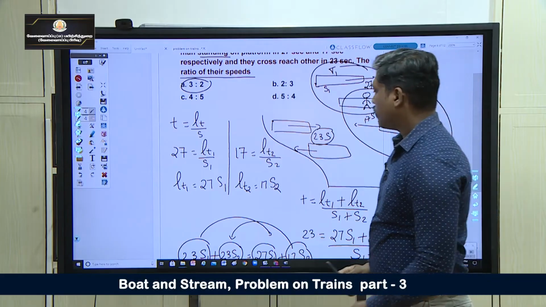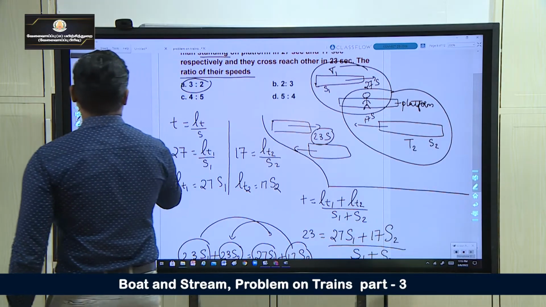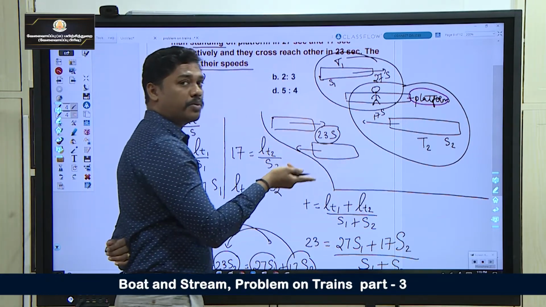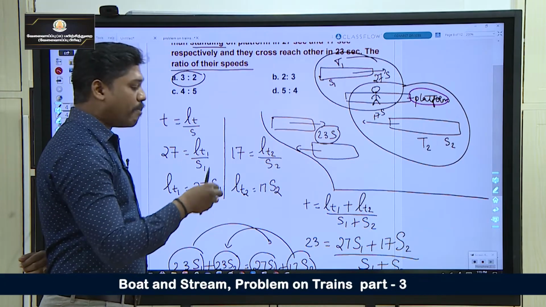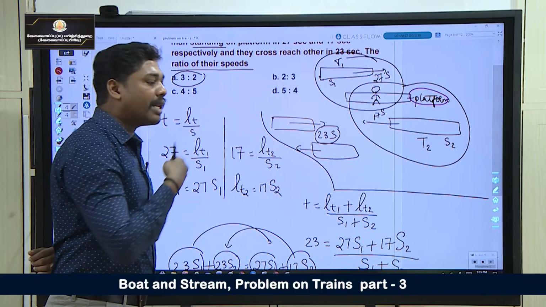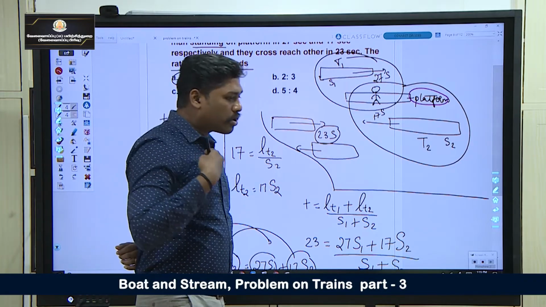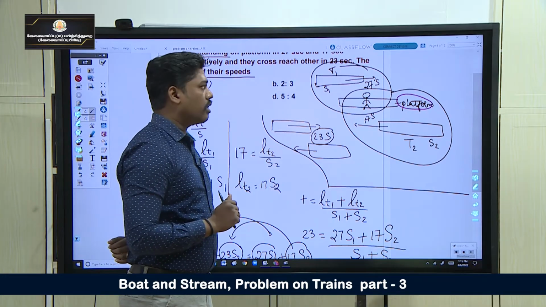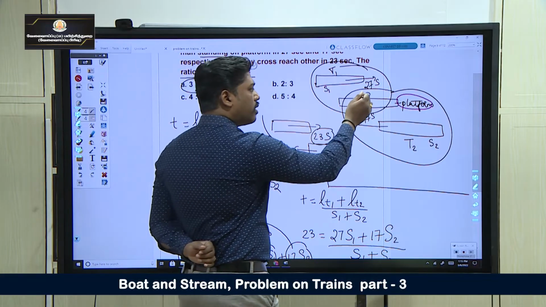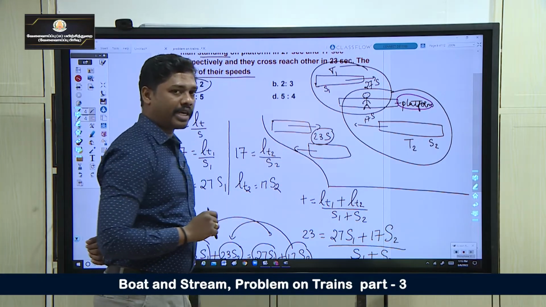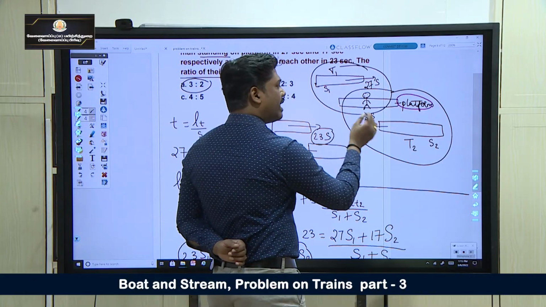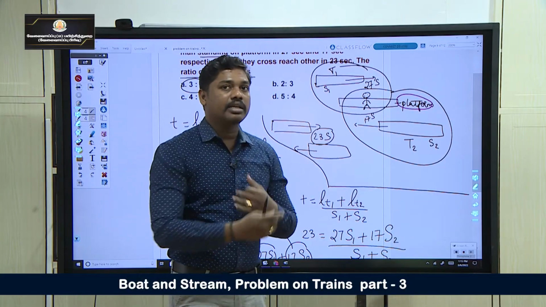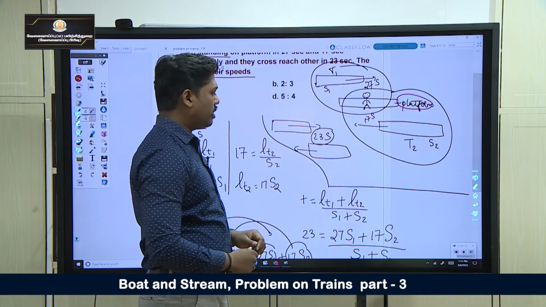What I have said here is, they have just mentioned this platform name just to confuse you. So what I am telling here is, a man is standing on a platform. The train, to cross the man, takes 27 seconds, not to cross the platform. Train 1, to cross this man, takes 27 seconds. Train 2, to cross this man, takes 17 seconds. And these two trains, to cross each other, take 23 seconds.